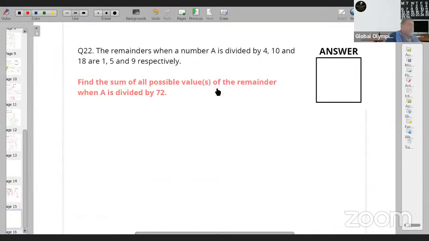Let's do this. The remainders when a number a is divided by 4, 10, and 18 are 1, 5, and 9 respectively. Find the sum of all possible values of the remainder when a is divided by 7. It can be 45. When 45 is divided by 4, you get 44 which is divisible by 4, and 40 which is divisible by 10.